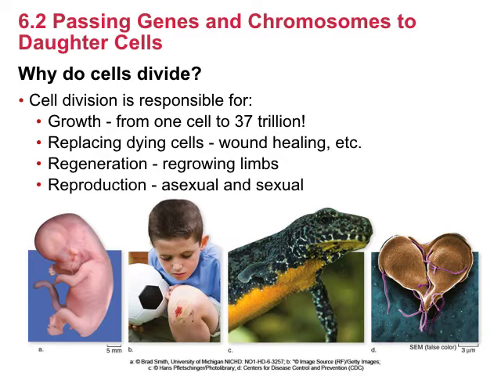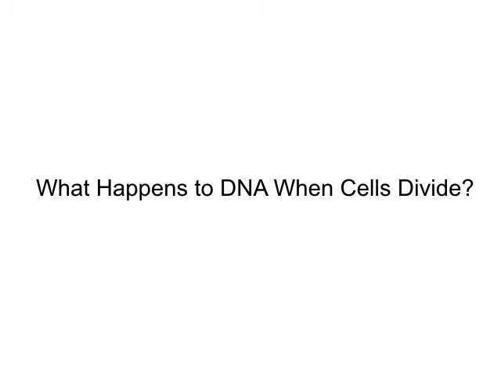Multicellular, sexually reproducing organisms like you and I, our sex cells, sperm and eggs, go through a cell division process. So cell division is crucial for sexual reproduction. Okay, so now that we know why it's important, what actually happens to DNA when cells divide?